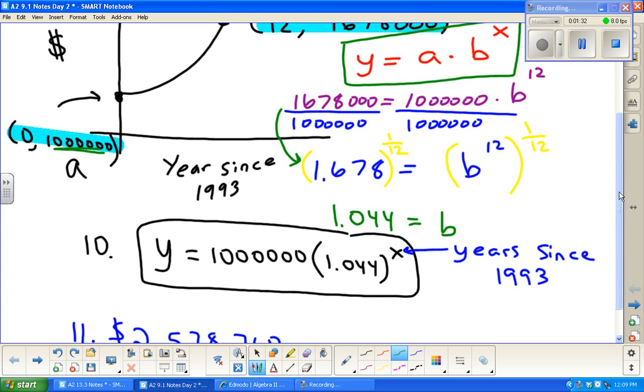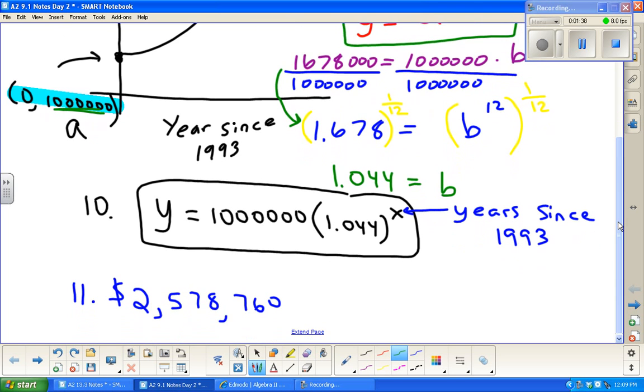And then once we found b, we can go ahead and write the equation, as you see in the box there. And then it looks like number 11 was asking you to plug in for a certain year. I don't know off the top of my head what year that was, but we plugged in some value for x, evaluated the whole thing, and got a y value. So give that one a look if you were looking for extra practice.